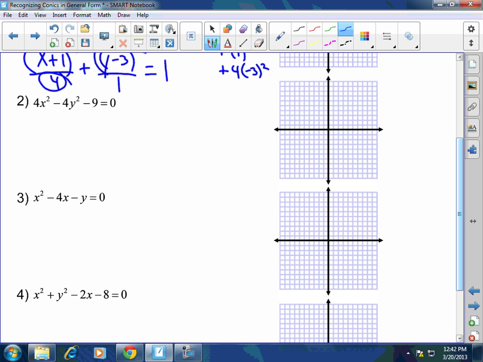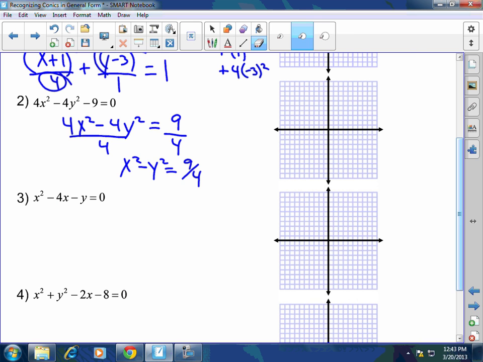All right, so this one's quite interesting. This is 4x squared minus 4y squared equals 9. I'm going to divide both sides by 4. So I got x squared minus y squared equals 9/4. But I know that this is an ellipse, man. I mean, a hyperbola. What am I talking about? I know that this is a hyperbola.